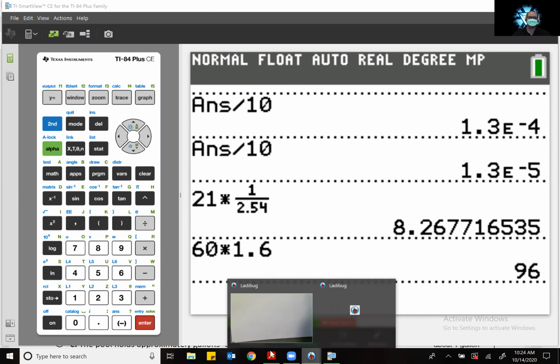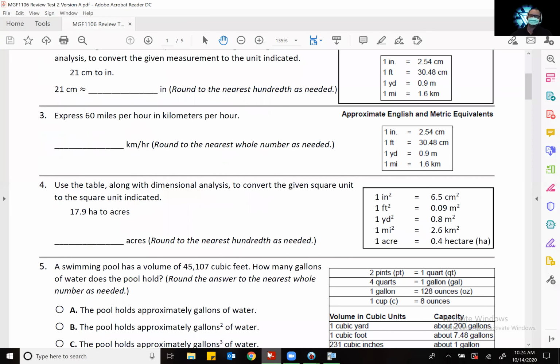All right. Question number 4. Use the table along with dimensional analysis to convert the square units to the square units. Just so you know, everything from question 1 through 3 was 9-1. Question 4 starts 9-2.